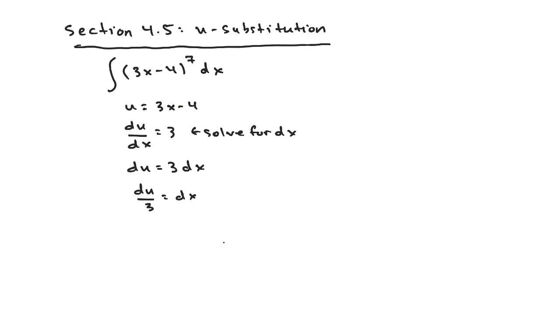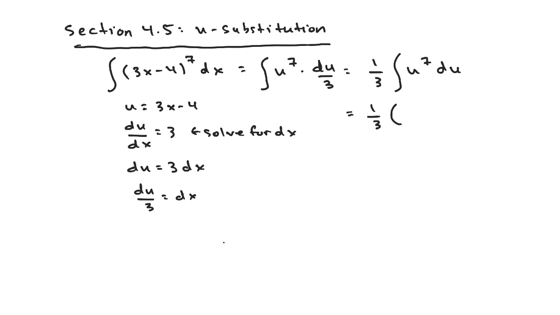Okay, so here's what we can do now. If we go up to this integral, we can say that this is u to the 7th, and then dx is du over 3. And so I can take this 1 over 3 and pull it out as a fraction in front. So I have 1 over 3 times the integral of u to the 7th du. All right, and then if I take the integral of u to the 7th du using the power rule for anti-differentiation, I get 1/8 u to the 8th.